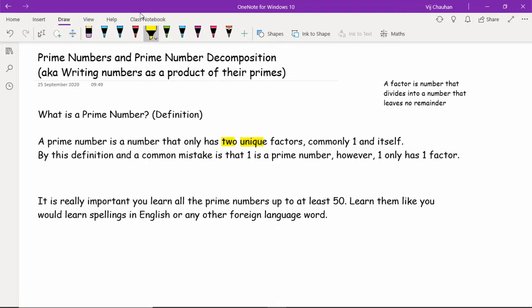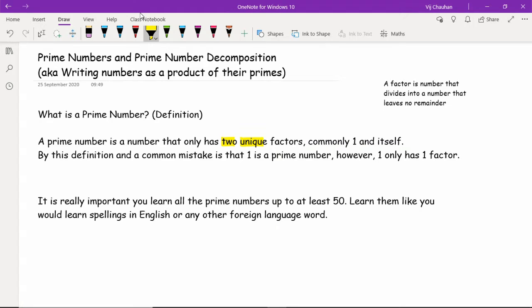Now many people seem to think that the smallest prime number is 1. If you have the common definition of a prime number as being a number that can only be divided by 1 and itself, then by that definition 1 is a prime number, because 1 can be divided by 1 and it can also be divided by itself, which is also 1. However, 1 isn't prime. So if you remember the definition that a prime number is a number that has exactly two unique factors, you won't make any errors.